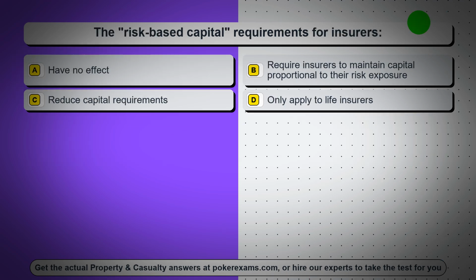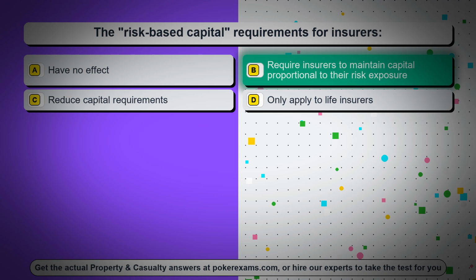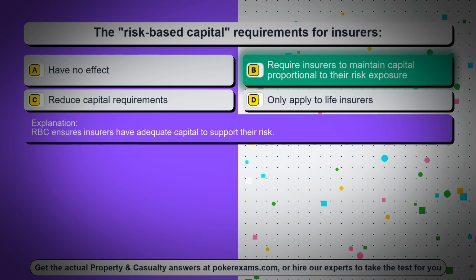Question 3. The risk-based capital requirements for insurers, option A, have no effect. Option B, require insurers to maintain capital proportional to their risk exposure. Option C, reduce capital requirements. Option D, only apply to life insurers. The correct answer is option B, require insurers to maintain capital proportional to their risk exposure. RBC ensures insurers have adequate capital to support their risk.